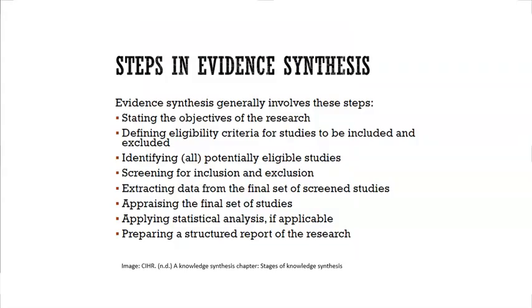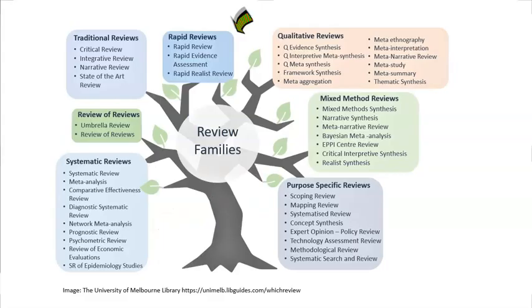There are lots of standard steps in evidence synthesis: stating the objectives of the research, eligibility, finding all eligible studies, which you'll be doing, screening for inclusion and exclusion, extracting data, which won't be part of the rapid review, appraising the final set of studies, which you'll be doing, applying statistical analysis, which is more part of systematic reviews and meta-analysis, and preparing a structured report. So you use elements of these as part of evidence synthesis, which is a common research study and publication design.